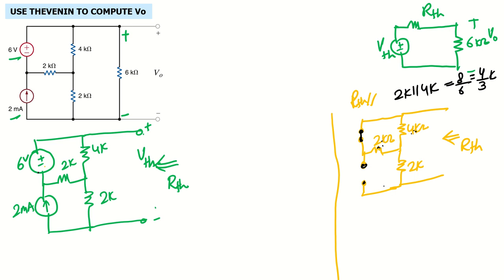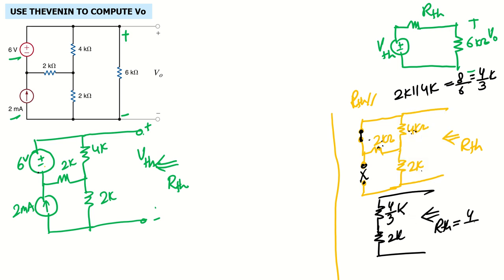Now this 4 over 3K, if I draw that, and this is an open circuit branch, so we can remove that. So here we have 4 over 3K, and then I have this 2K, and we want to calculate R Thevenin from this end. Now these two are in series. So 4 over 3 plus 2: 3 times 2 is 6, 6 plus 4 is 10. 10 over 3 kilo. So this is my R Thevenin. R Thevenin is 10 over 3 kilo ohm.